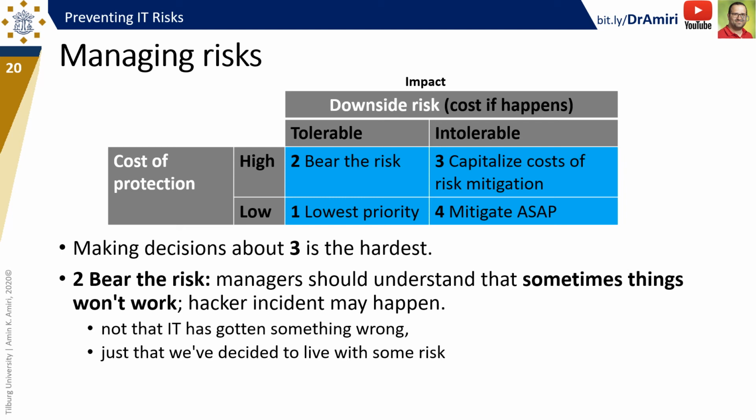And also, we can have a case where the cost of protection is high and the downside risk is tolerable. So for these cases, you just bear the risk. You don't do anything. But it is important that the CIO tell the CEO and other managers that sometimes things won't work, but that doesn't mean that IT has gotten something wrong. It's just that the entire organization decided to live with that risk.